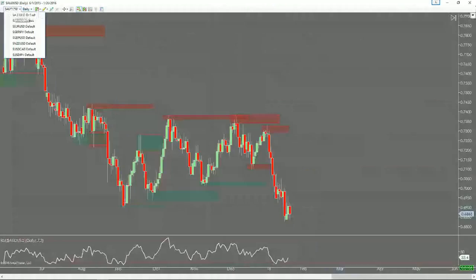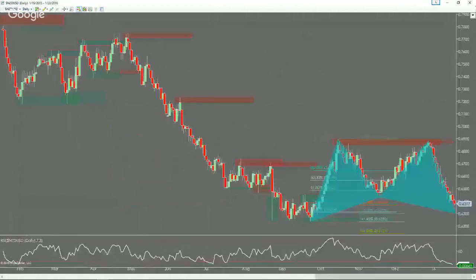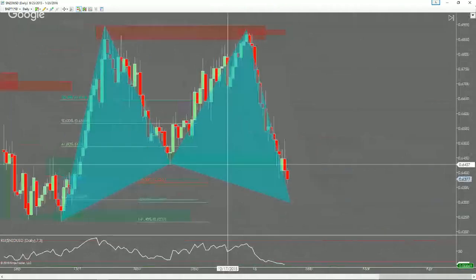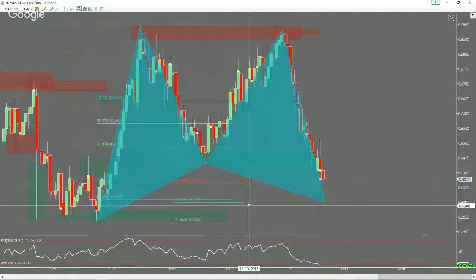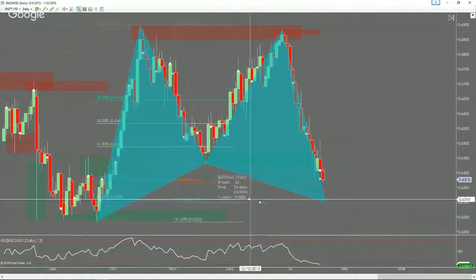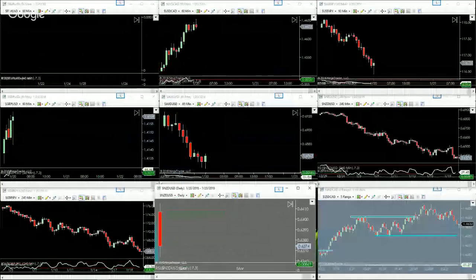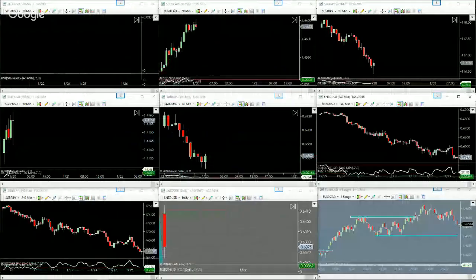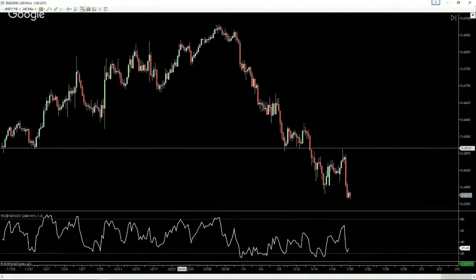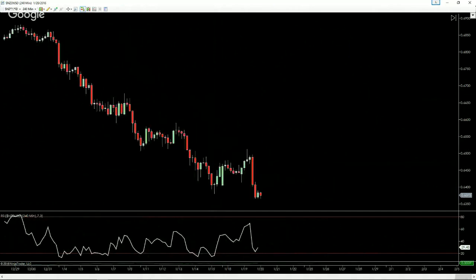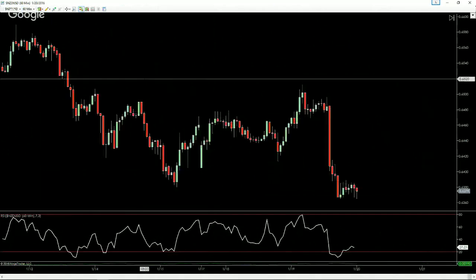New Zealand still has that Gartley pattern, almost near completion, about 80 pips to completion for that daily Gartley pattern. Let's go on our 240. Nothing much there.